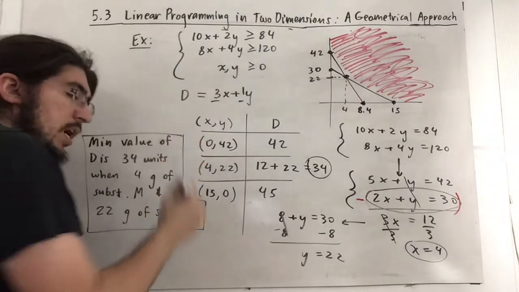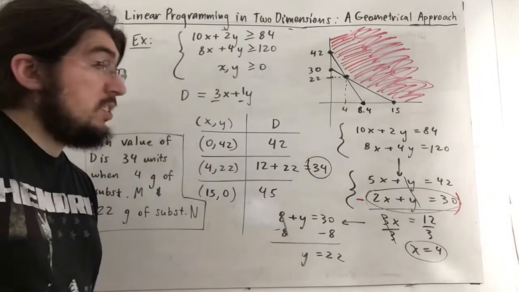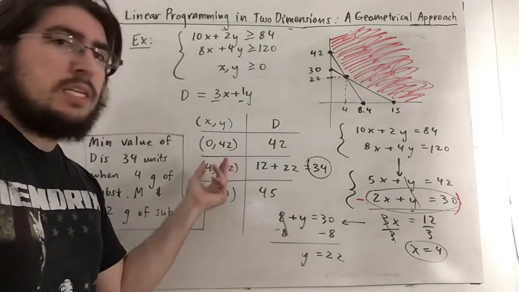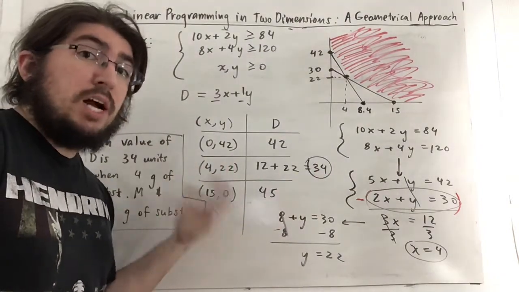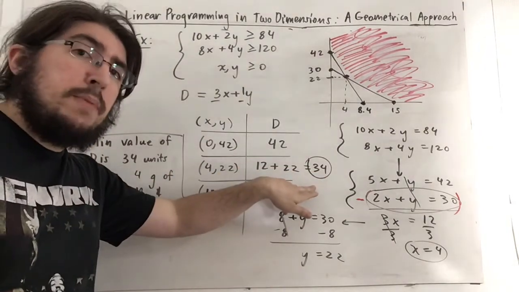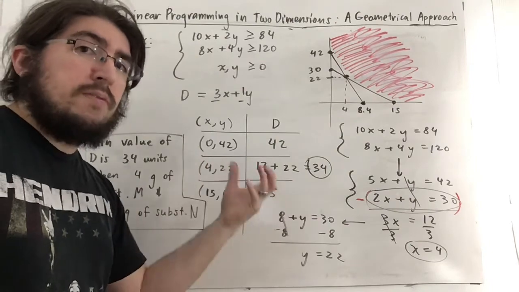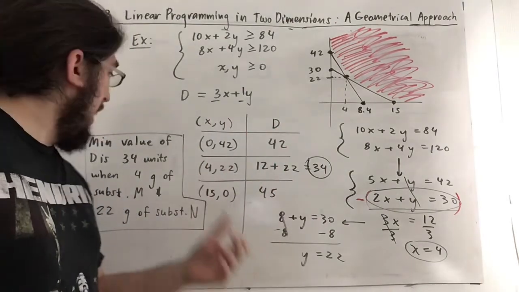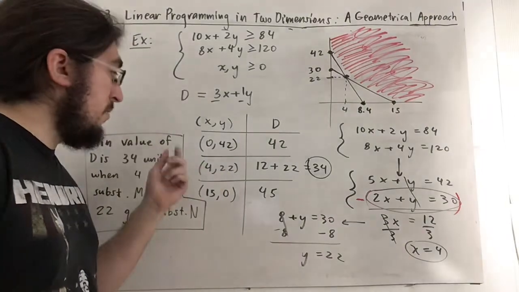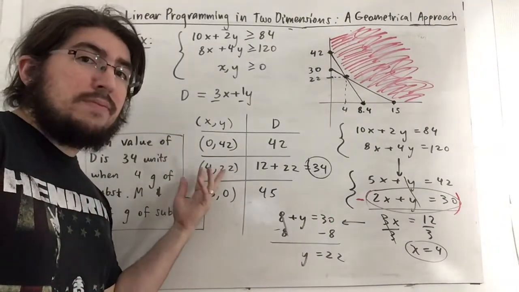So the last step here was us interpreting our results. If it was not an application problem and it was just a pure math problem, then we can just say the minimum is 34 and it occurs at this point. But here there's actually context. And the context is that this right here, our minimum, corresponds to the amount of units of D, and the XY values here correspond to the amount of grams for M and N respectively.